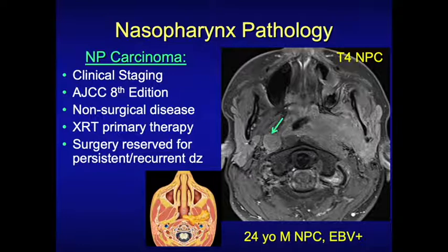This is a 24-year-old patient with an EBV positive nasopharyngeal carcinoma. It's an extensive tumor that extends posteriorly to the prevertebral musculature, laterally through the parapharyngeal fat and into the masticator space. And we have the large positive lymph node in that retropharyngeal location. And this is the first order drainage for nasopharyngeal carcinomas.